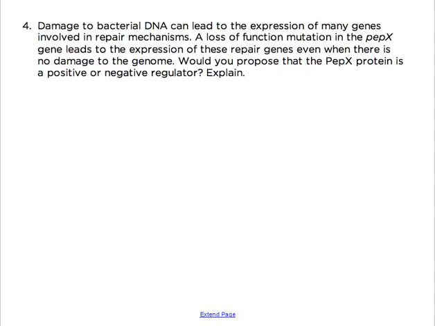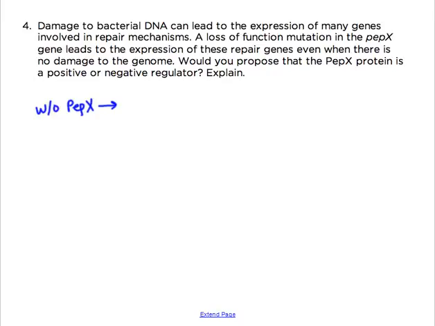Problem 4. Damage to bacterial DNA can lead to the expression of many genes involved in repair mechanisms. A loss-of-function mutation in the PEP-X gene leads to the expression of these repair genes even when there is no damage to the genome. Would you propose that the PEP-X protein is a positive or negative regulator? Explain. So let's take stock of what they're telling us. They say a loss-of-function mutation in the PEP-X gene. That means the PEP-X protein isn't going to function as it normally does. So basically we don't have PEP-X protein anymore.